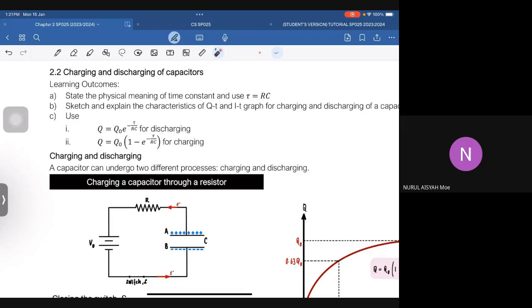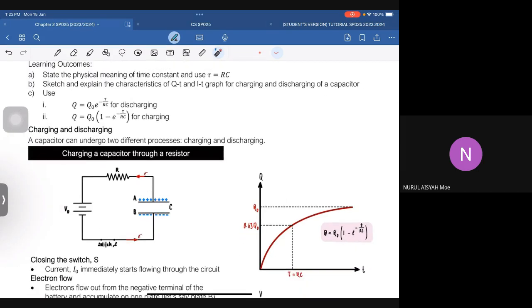The only thing that you have to memorize is which one is for discharging, which one is for charging. Okay, so kalau boleh kamu ingat betul-betul lah, kalau charging tu dia ada 1 minus this sini. So that's the only thing that you have to memorize lah. Mana satu untuk charging, mana satu untuk discharging.